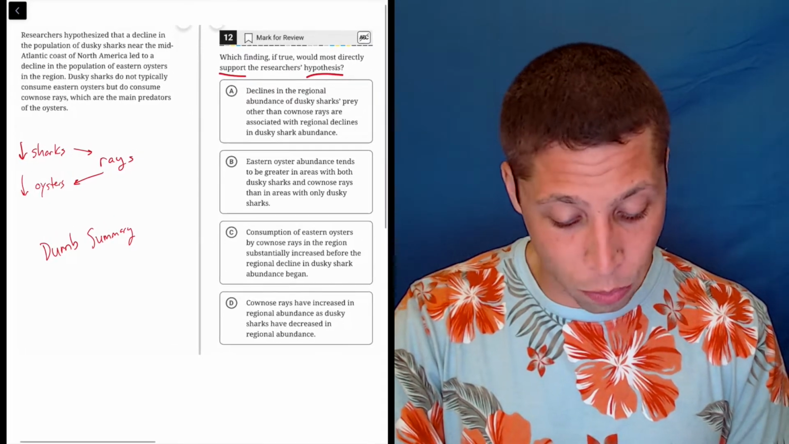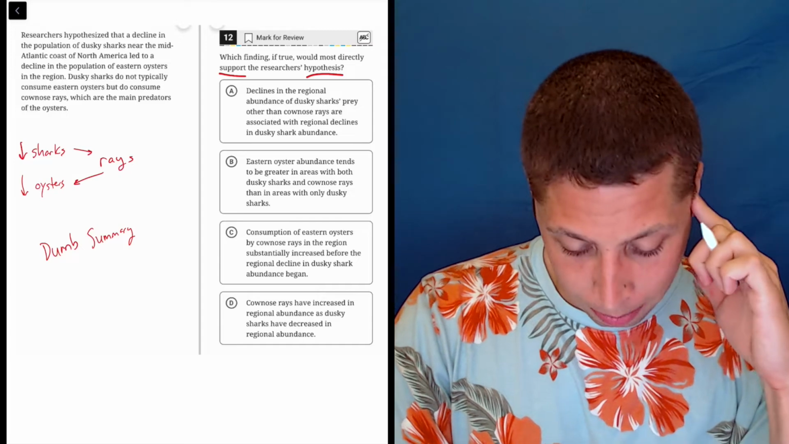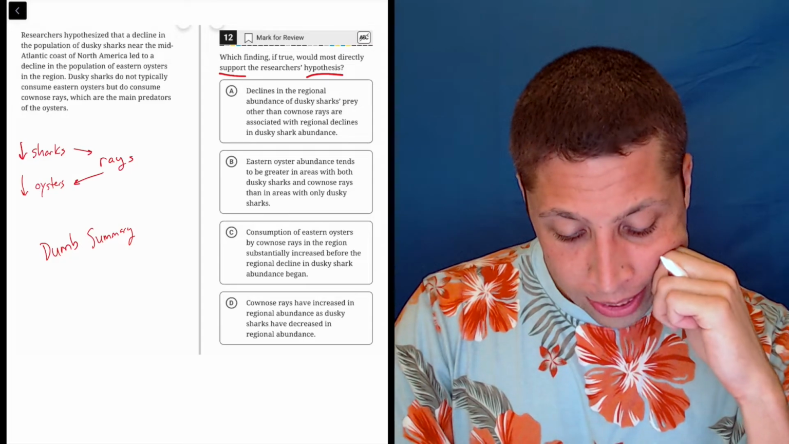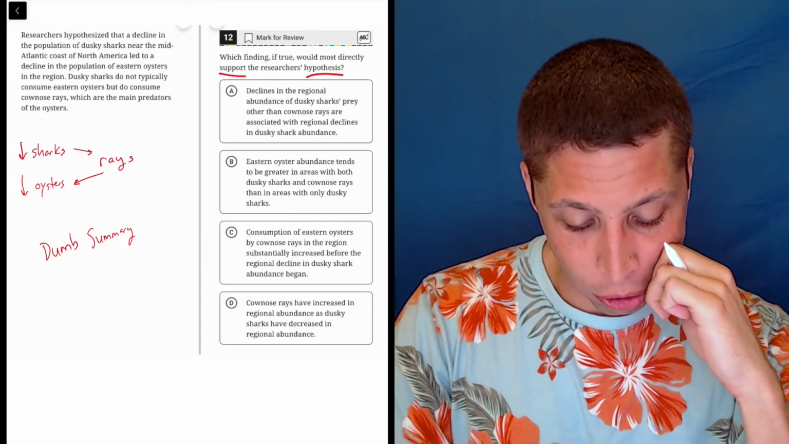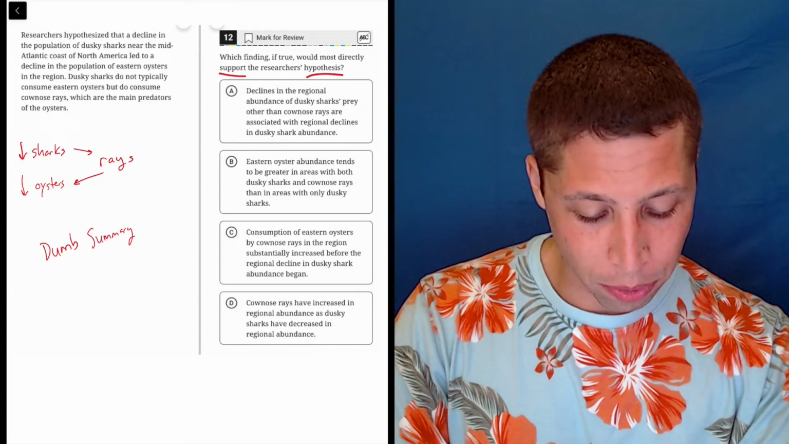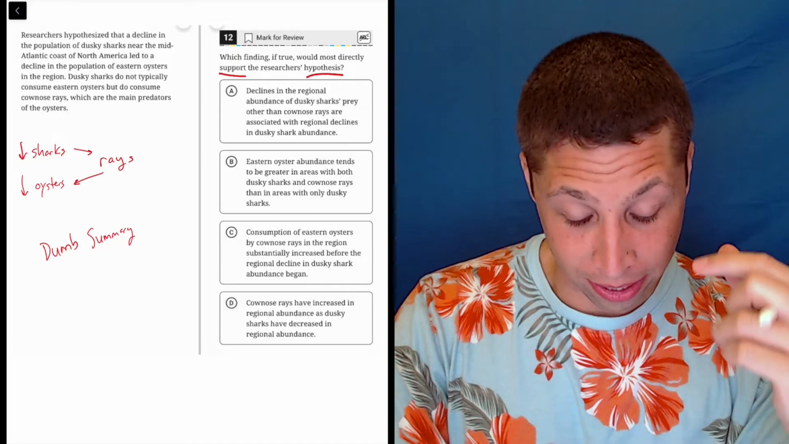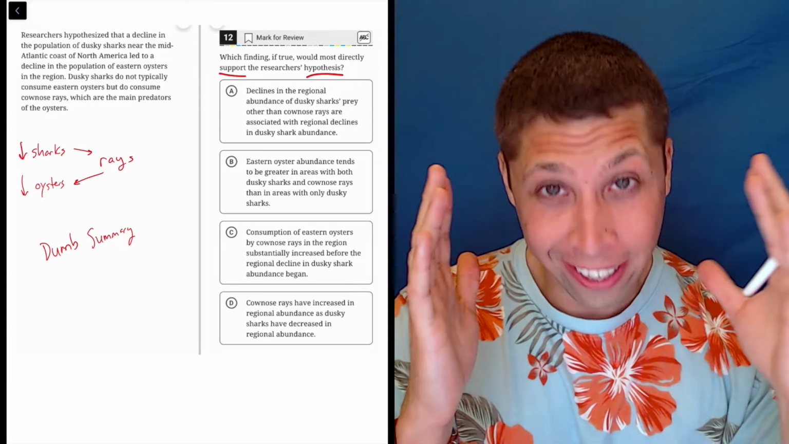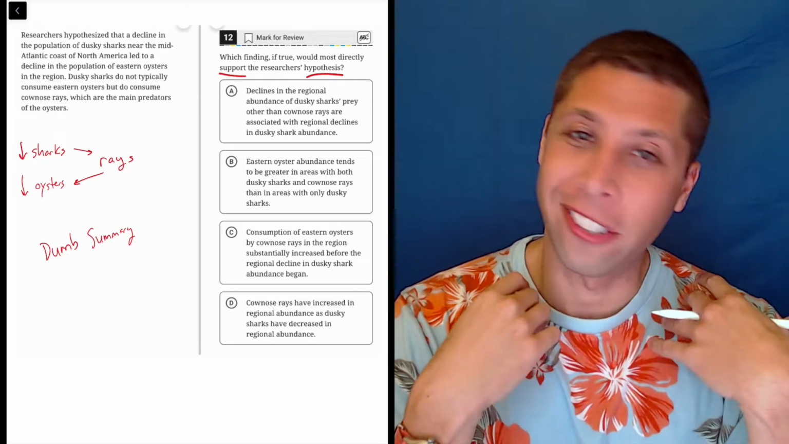Now, this is so helpful for me. I'm going to just show you what I see in these answer choices. Choice A. Declines in the regional abundance of dusky sharks' prey, other than cow-nose rays, are associated with regional declines in dusky shark abundance. I am lost. That was just nonsense to me.